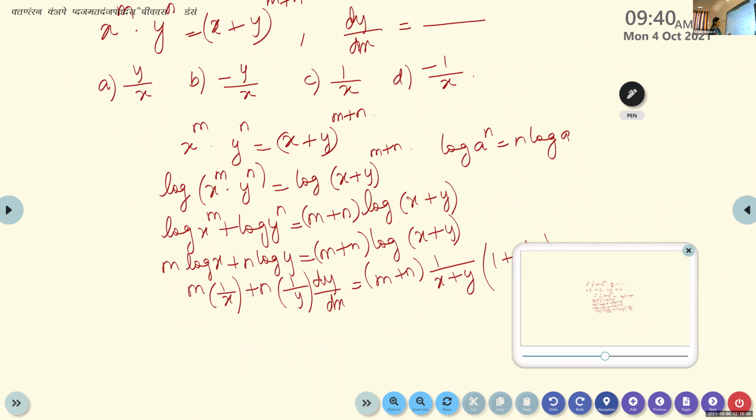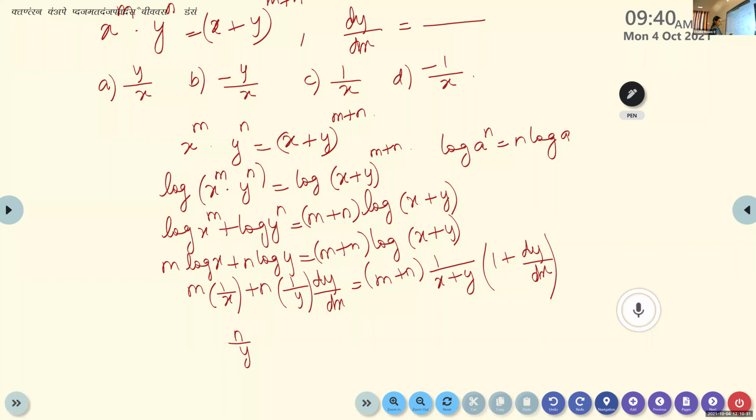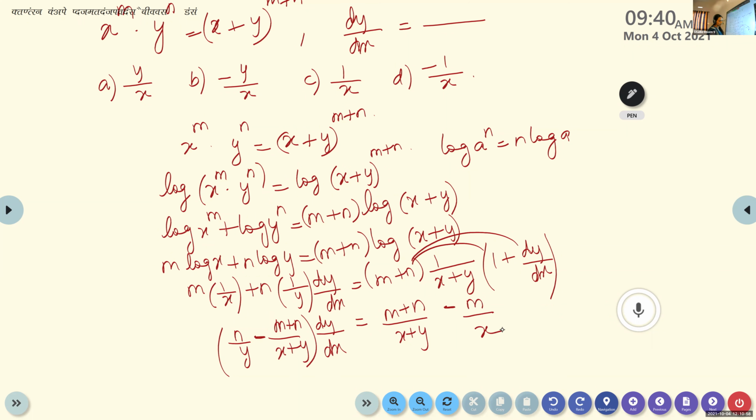So n by y minus 1 by x plus y into dy by dx. Is it correct? Sorry, not that, it is m plus n into dy by dx. So this term is common for both. You take the dy by dx term to one side, equal to m plus n by x plus y minus m by x. Now take the LCM, simplify.